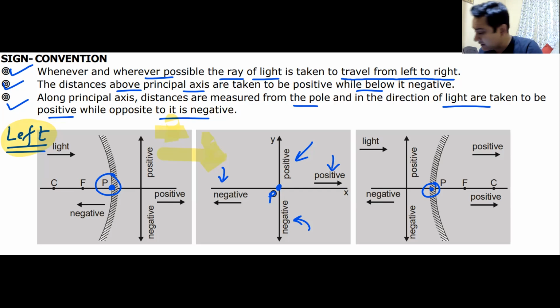I'll give you a minute. You will have to draw this diagram and write the sign convention. Remember, distances are always measured from the pole. Above the pole positive, below the pole negative, right of the pole positive. Light is traveling from the left. Left of the pole is negative. I'll give you a minute to note it down. Okay, sir.